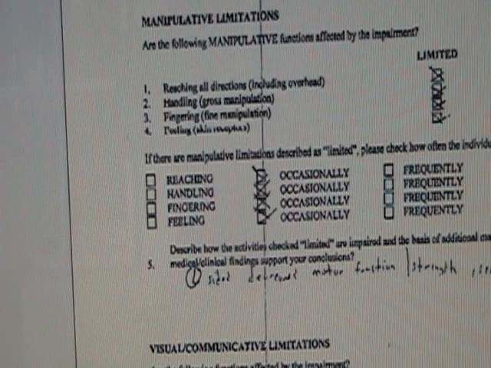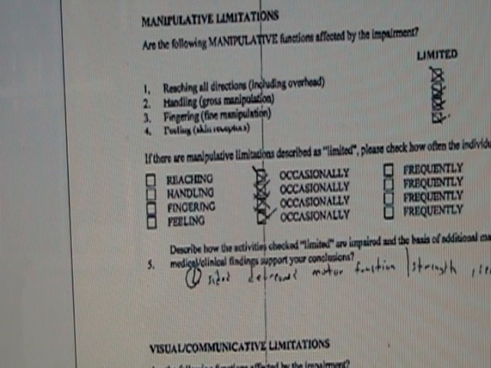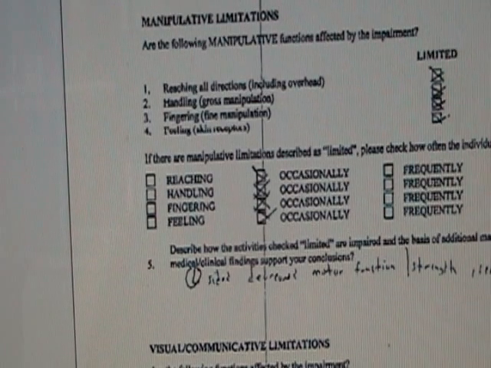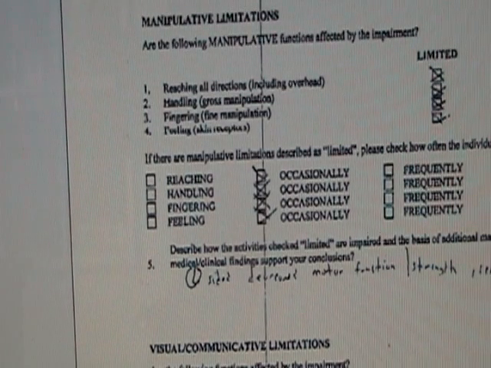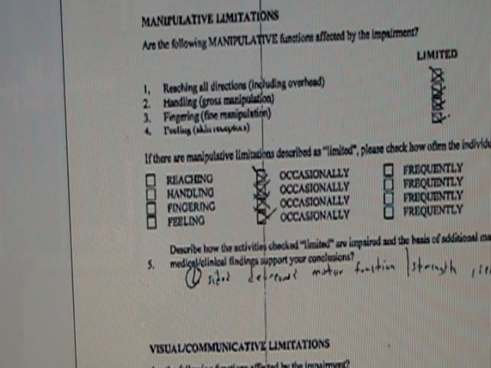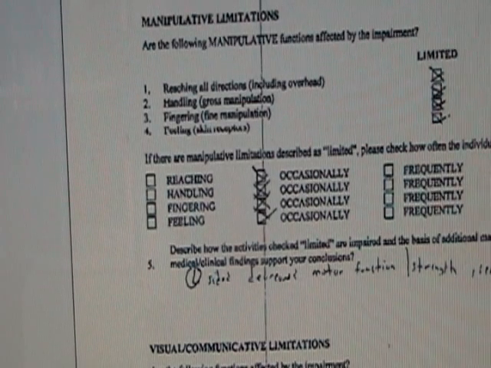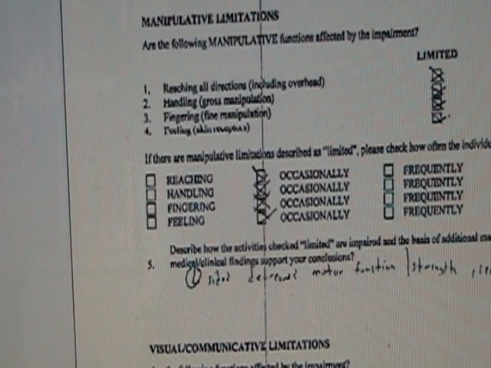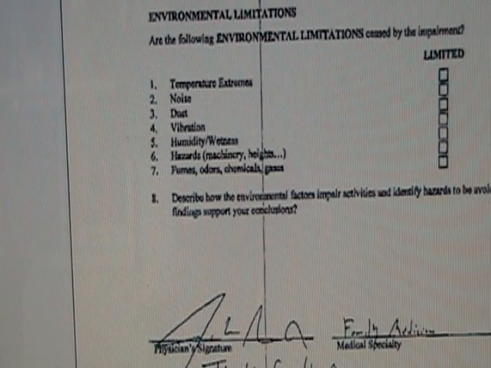Okay, here's the next page. Manipulative limitations. Reaching all directions, limited. Handling, gross manipulation, limited. Fingering, limited. Feeling, limited. I can reach, handle, finger, feel occasionally. Seeing, unlimited. Hearing, unlimited. Speaking, unlimited. And environmental limitations is unlimited in temperature extremes, noise, dust, vibration, humidity, wetness, hazards, machinery, heights, fumes, odors, and chemical gases.